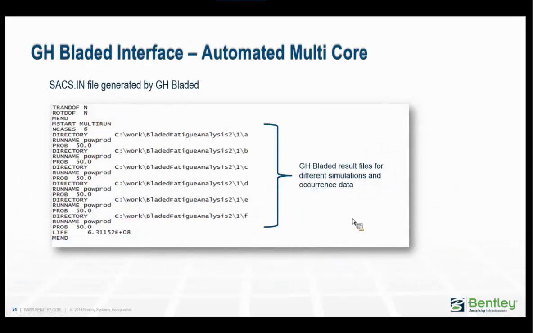Now, GH Bladed actually generates a control file for SACS. So the product will generate a SACS.in file. And again, this file will contain the model information, and right at the end of the actual file, it'll contain the number of simulations. In this case, we have 6, and then the location of the various simulation results, and including the probability of occurrence and the actual design life given in seconds. So this is generated by GH Bladed, and SACS will actually use this to automate the post-processing.